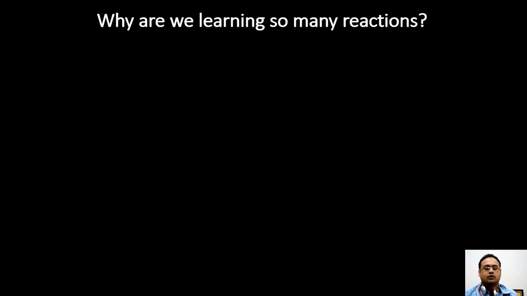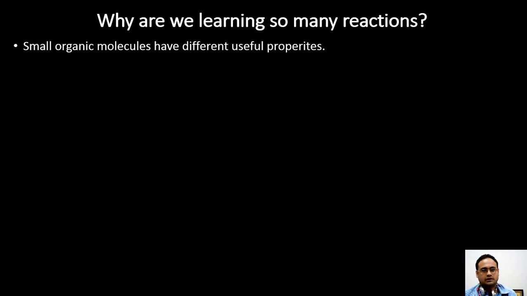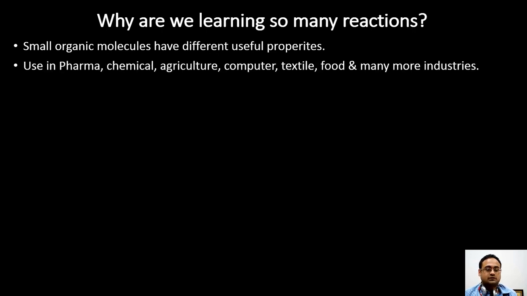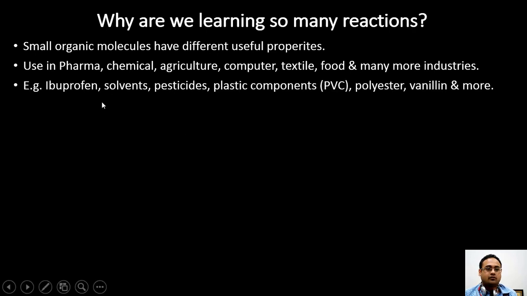But before we go further, let us remind ourselves why we are learning so many reactions, and why it is so important to learn so many transformations and remember so many reactions. As you know, these small organic molecules are very useful because they have very different useful properties. For example, they are used in a variety of industries like pharma, chemical, agriculture, textile, food, and whatnot.